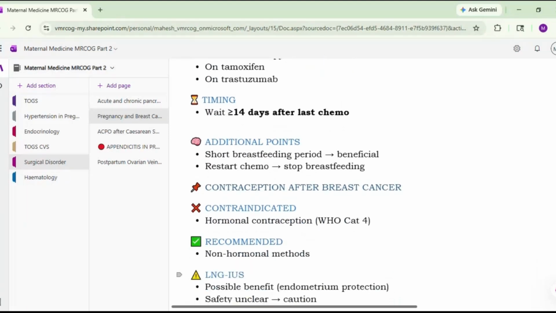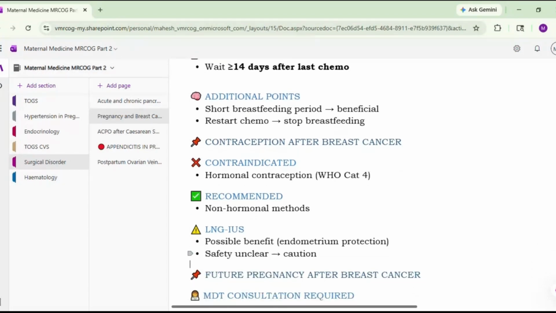Okay. Now coming to the contraception after the breast cancer. Hormonal contraception is WHO category 4. Here they have mentioned WHO category 4, not the UKMEC category. The recommended methods are non-hormonal. What about the LNG-IUS? Safety is not clear for the LNG-IUS. Possibly it will have benefit because most of these patients will be on tamoxifen, and you need to have anti-estrogen for this. So with tamoxifen, the LNG-IUS should ideally protect the endometrium, but the safety is not clear. So that is why caution is advised.